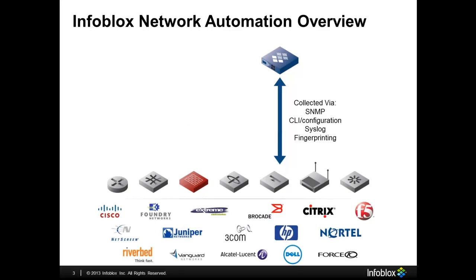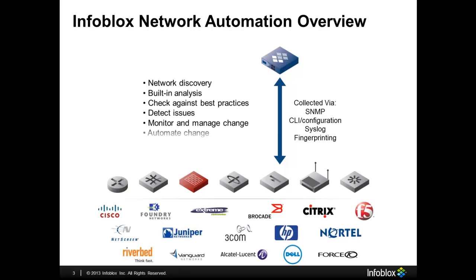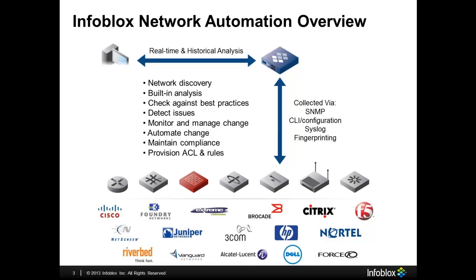It helps manage layer 2, layer 3 network devices, as well as the end hosts that connect to those devices. It is multi-vendor out of the box, supporting routers, switches, firewalls, WAN optimization, again, those key layer 2, layer 3 network aspects and devices. And we collect the information in many different ways, via SNMP, through CLI or configuration data, through syslog and fingerprinting, to determine exactly what is happening with the devices.